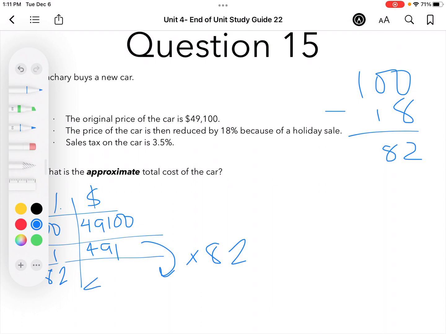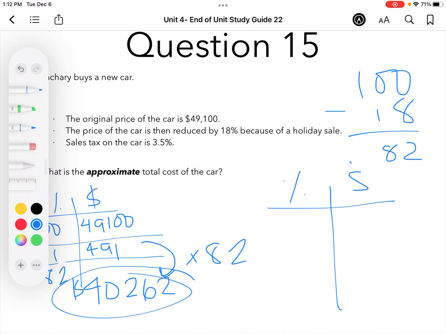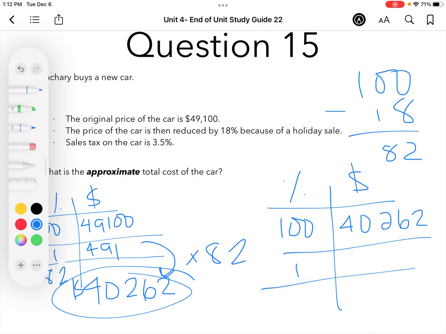And I get $40,262. Okay, so that's the first part. Then there's a sales tax. So I have to do my percent and my money. I have 100%, and that's going to be $40,262. And I want to find for 103.5. So I have 402.62 because I divided by 100. And then I'm multiplying by 103.5. And I get $41,671.17.